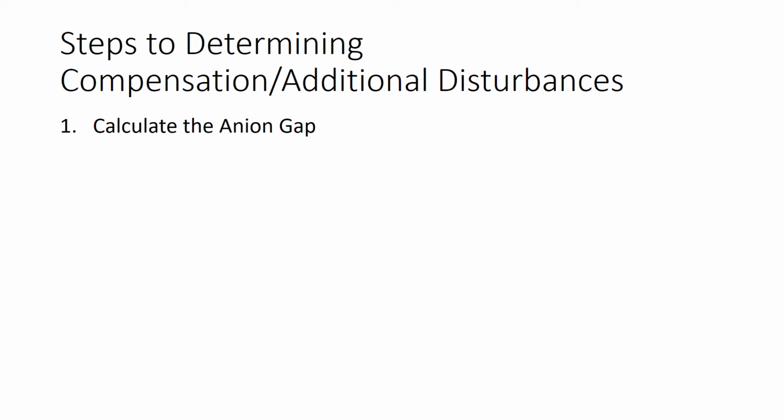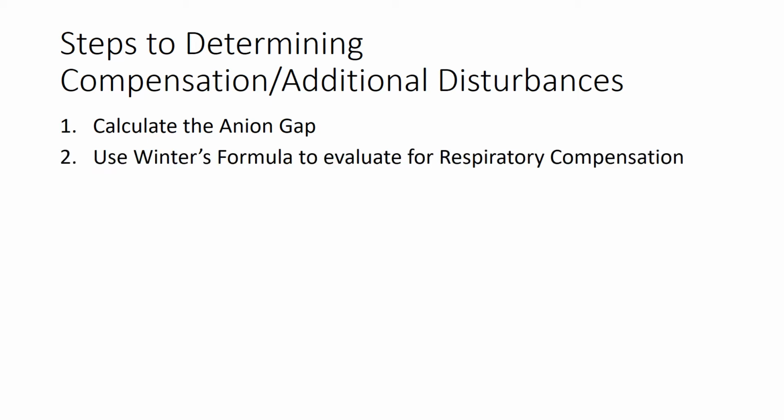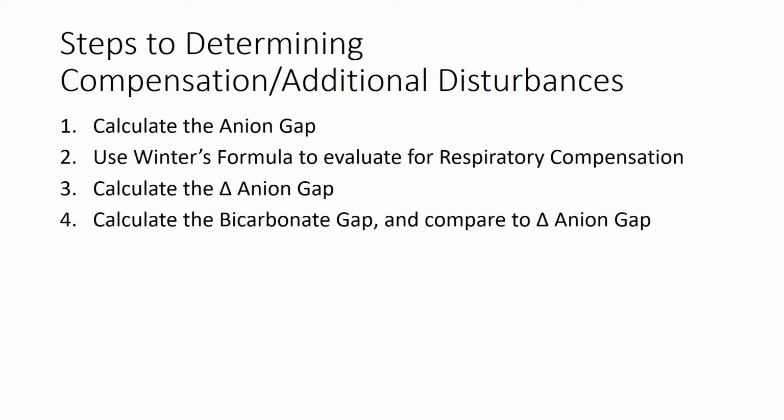The first is calculate the anion gap. The second is use Winter's formula to evaluate for respiratory compensation. Third is calculate the delta anion gap. Fourth and final step is calculate the bicarbonate gap and compare that to the delta anion gap. I'll explain each of these steps in detail and we'll do some examples as well.